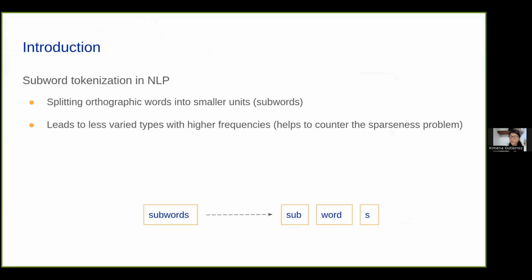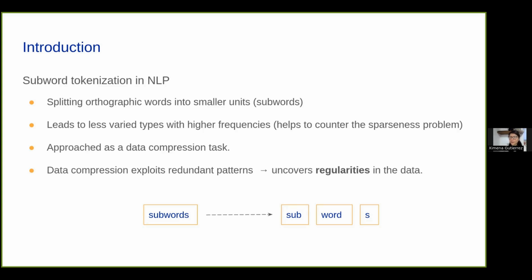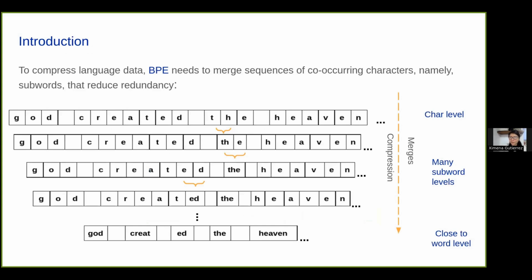Our work starts with subword tokenization, a standard preprocessing step in NLP. We know that splitting orthographic words into smaller units is a way to improve the input for NLP systems. Some unsupervised methods have approached this as a data compression task. Compression algorithms exploit redundant patterns, and while doing this, they uncover regularities in the data. A popular method for uncovering subword units is BPE, which merges sequences of co-occurring characters through incremental operations.